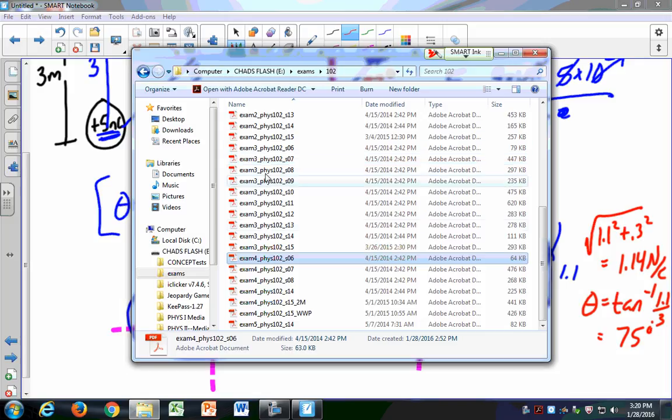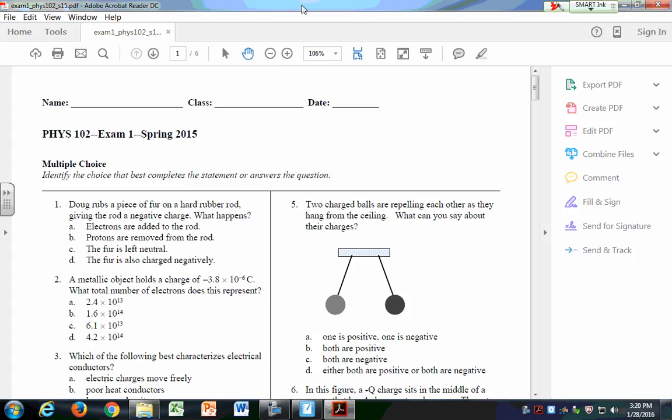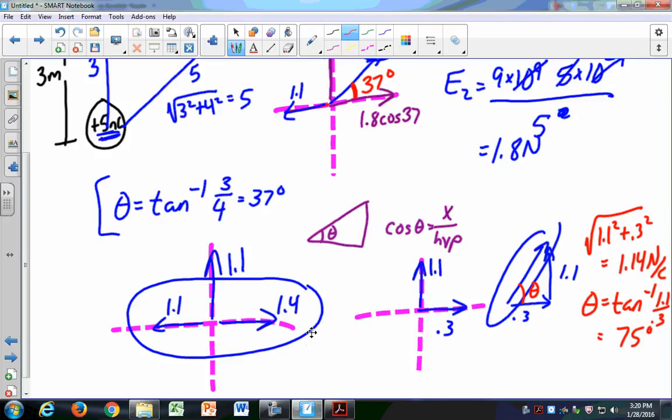Let's see. When you did 1.8 sine 37 degrees and 1.8 cosine 37 degrees, is that something from the previous class? Sort of. It goes back to our cosine and sine definitions. As far as we're concerned, and it'll always be this way for this class, the x component will always be the vector times the cosine. The y component will always be the vector times the sine.